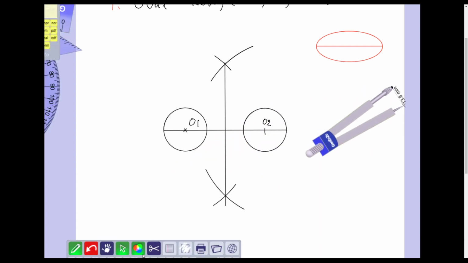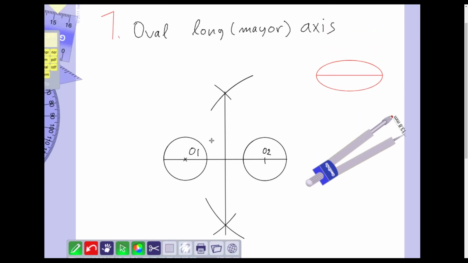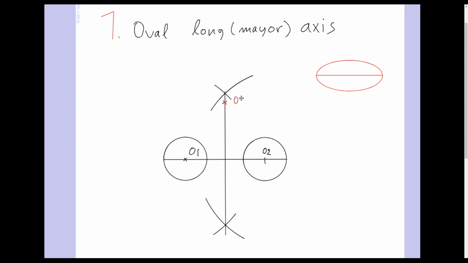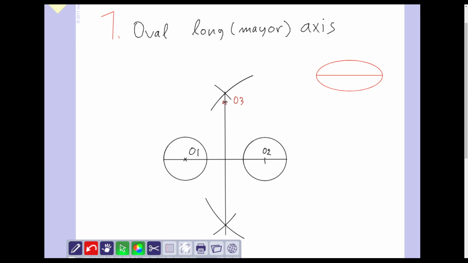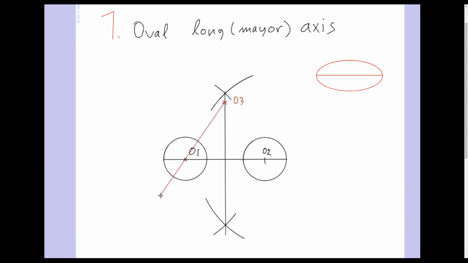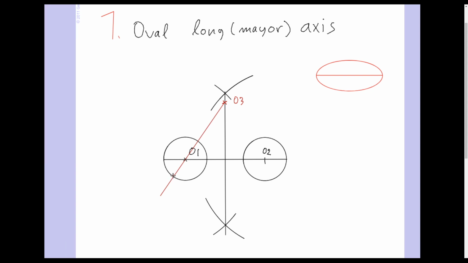And now, changing colors, I'm going to use this one here. I'm going to get myself O3 here, for instance. From here on, we are going to join these both centers, O3 and O1, with this straight line, which is going to give us here what is going to be our first tangency point. Let's call it T1.